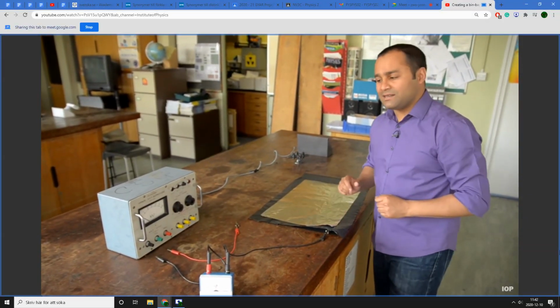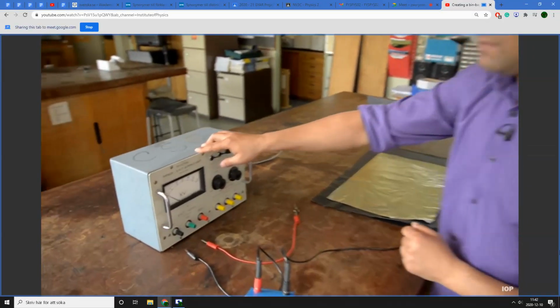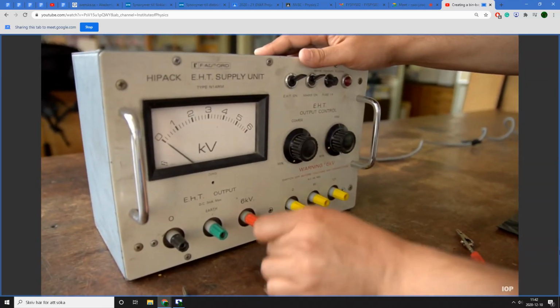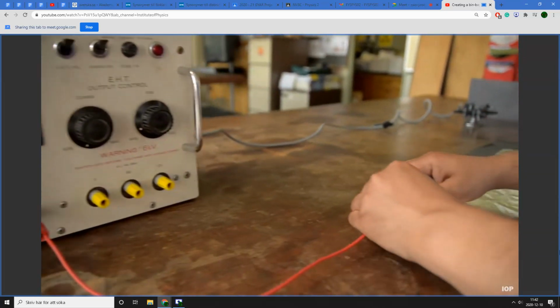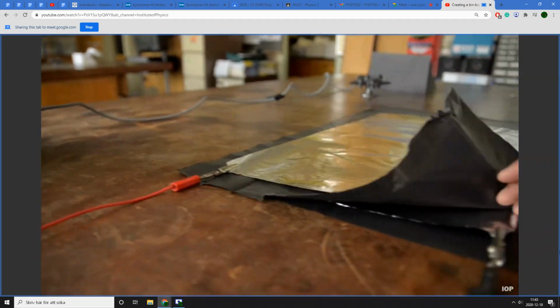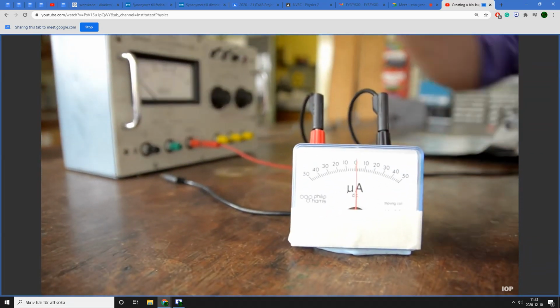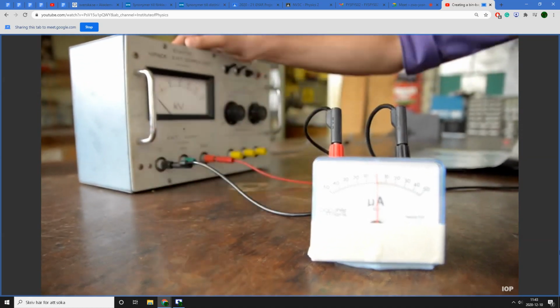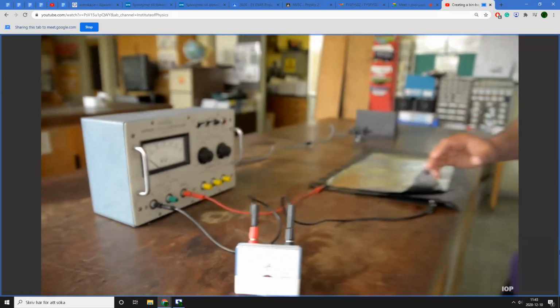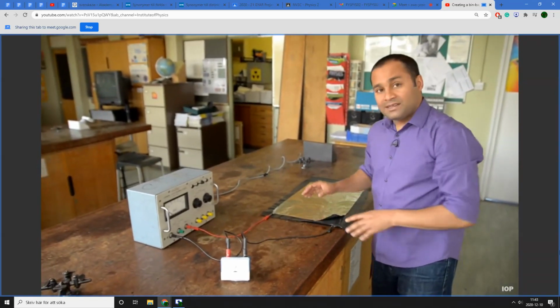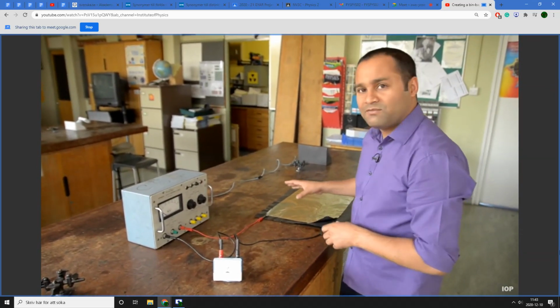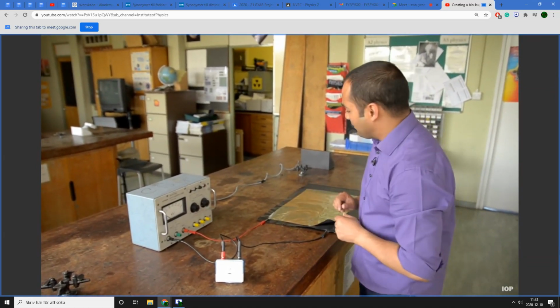You can charge this capacitor up using an extra high tension power supply. I'm going to connect the positive terminal to the top plate, and I've got the bottom plate connected via this center zero microammeter to the negative terminal. Now, before you use this in class, it's important to determine the maximum voltage the capacitor can take before it breaks down.